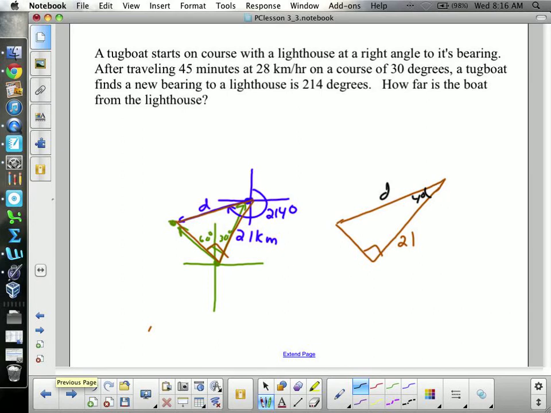Now that I know that, I can find the distance to the lighthouse by just doing my trig. Because I have 4 degrees, I have the hypotenuse, I have the adjacent side. Cosine of 4 is 21 over d, so d is 21 over cosine of 4. So the distance to the lighthouse, 21 divided by cosine 4, is 21.05 kilometers. Not very far. Not much further.